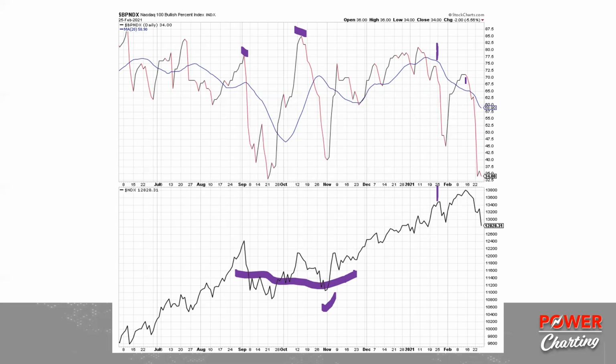A rally followed, and this peak right here is a divergence because we had a higher high. Momentum again asserted itself. It's a very powerful tool in trading. The momentum took the index up to a new high, but there were fewer stocks in this breadth indicator that were participating in the upward move. Divergence, and that divergence was a warning to us. We talked about this last week.